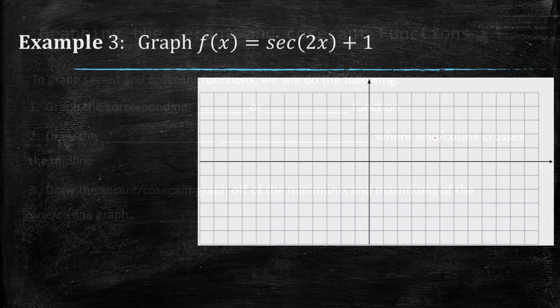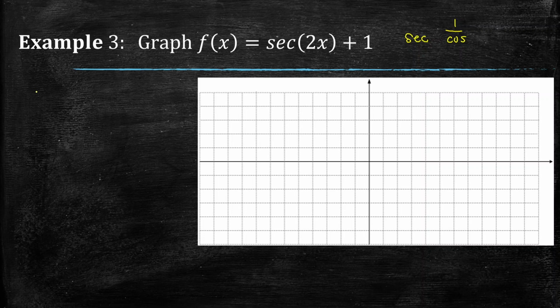First example here, I've got secant 2x plus 1. And so secant, remember, is 1 over cosine. So I'm going to start this off by graphing the cosine function. And to do that, I find the period first. Remember, period equals 2 pi over b. In this case here, b equals 2, right? So my period equals pi.